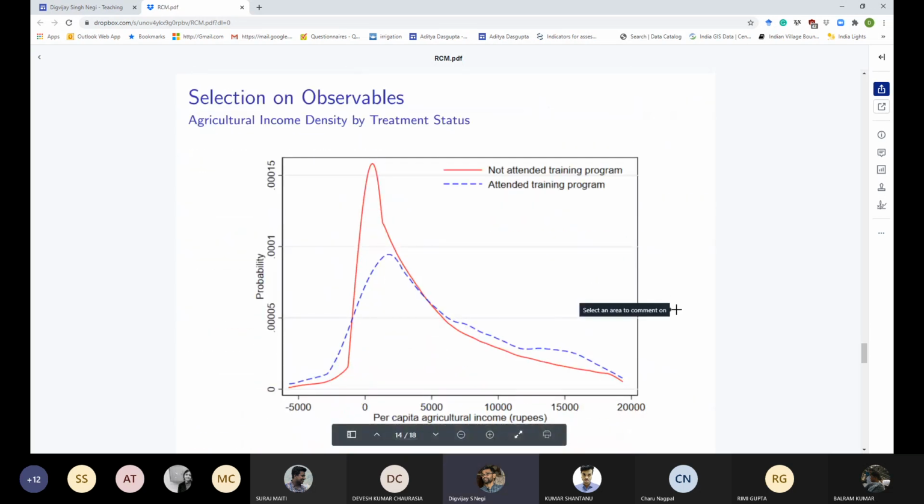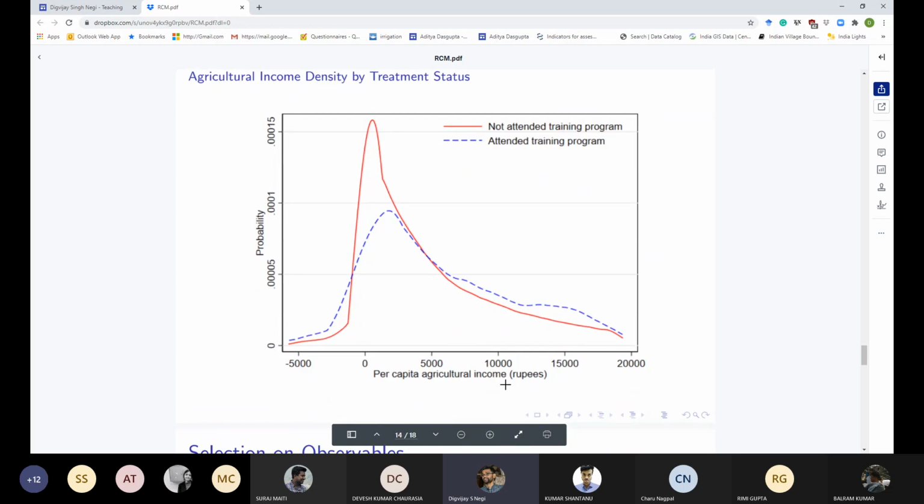So this figure is showing you the outcome. This is the density. I'm just plotting the density of the outcomes for the treated group, so households who attended the training program, and the density of outcomes for the households who didn't attend the training program. So it's just the density plot of these individuals. And what is this density about? This is the density of per capita agricultural income. Notice that these densities are not very similar.